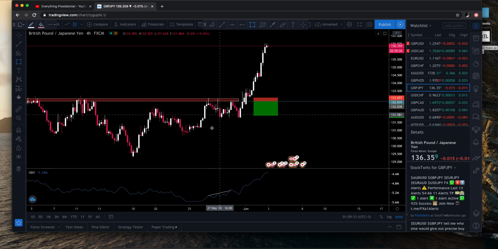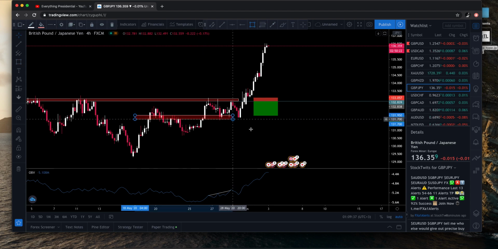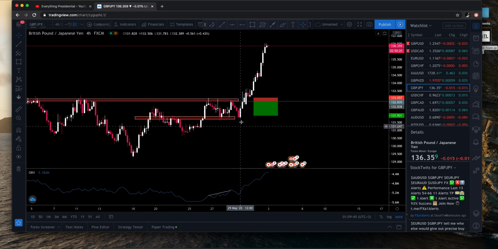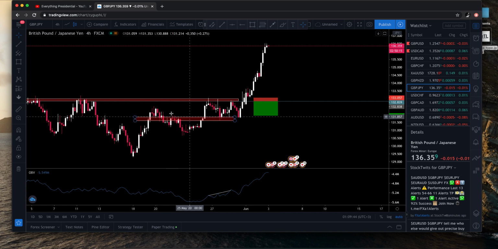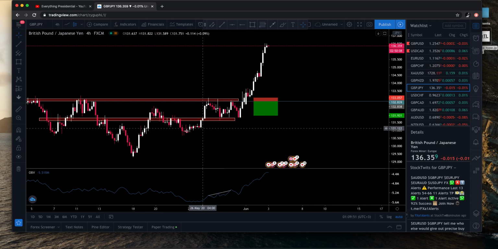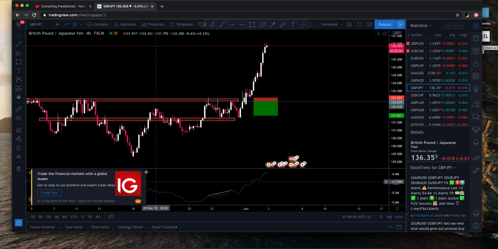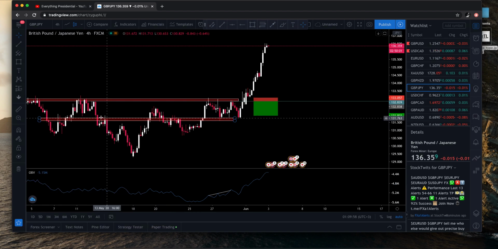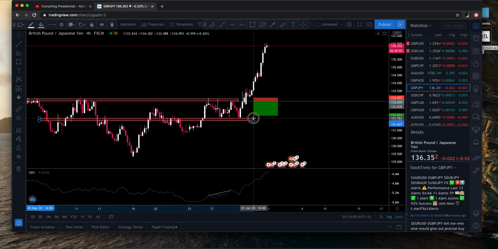Well, you can see we had previously this support. And why is this a strong support? Well, it was also a resistance in the past. If I extend it further, you can see that, there we go. You can see that it was a resistance, became a support, became a resistance again, became a support over here for a while, became a resistance, became a support again.